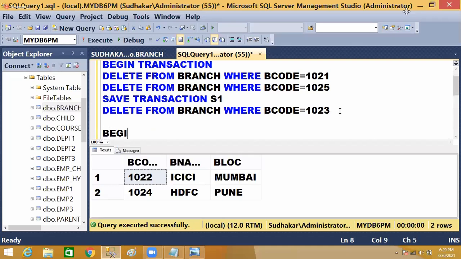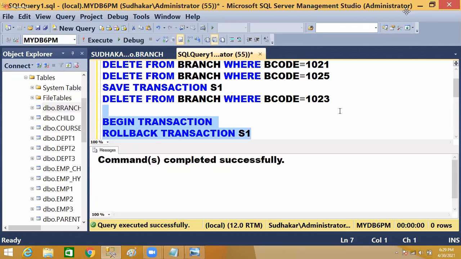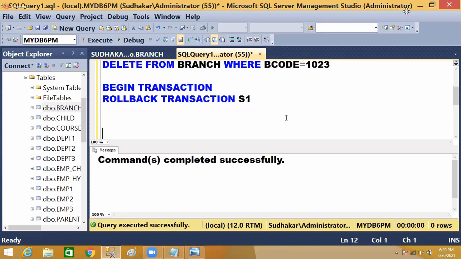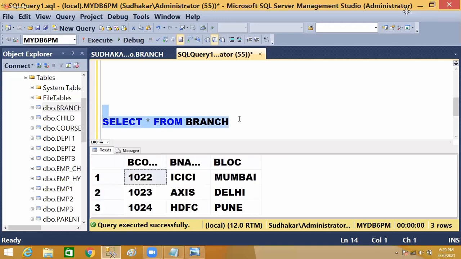Then I'm writing begin transaction. Okay, begin transaction, rollback transaction S1 pointer. My pointer name is what now? S1. So when I'm executing this one, you can see what happens. So the command is success. Let you see the S1 pointer. In the S1 pointer, which record is stored? The 1023 record is stored. Whether the 1023 record came into your table or not, let you see, guys, here. So the 1023 record, 23 only, came.